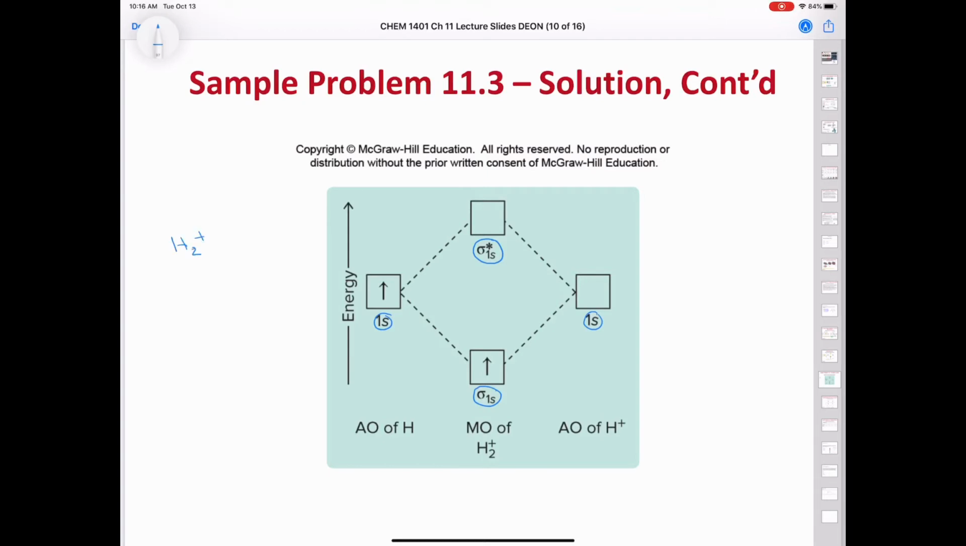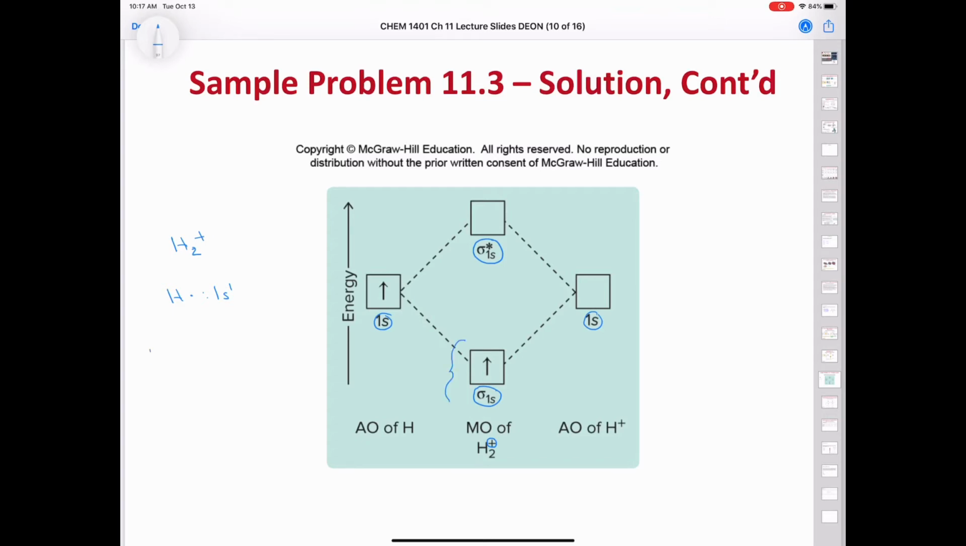Well, I know that for every hydrogen atom, I bring one electron, right? Because hydrogen has an electron configuration of 1s1. But if I have two of them, and then I have a positive 1 charge, that means that I've lost an electron. So overall, I only have one electron. And that one lone electron is going to go into my bonding molecular orbital.